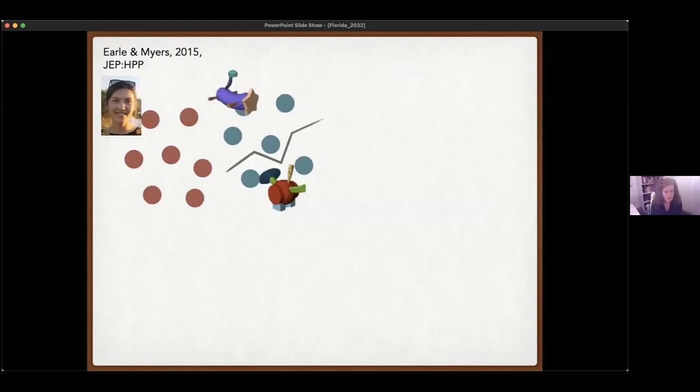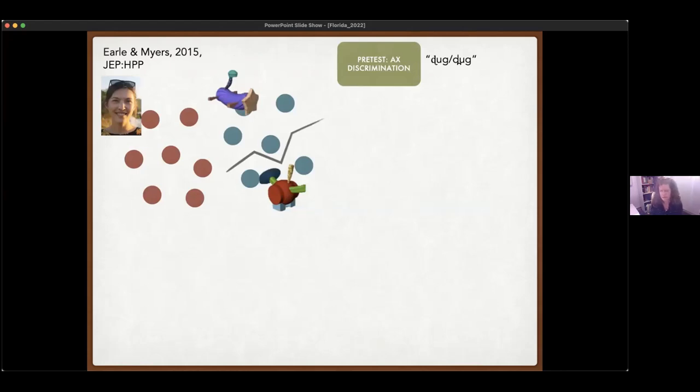The way we decided to approach this, and by the way, this is really driven by my former graduate student, Sayako Earl, who's now at the University of Delaware. We thought, well, let's put people in this kind of training situation, right? These sort of artificial training paradigms that we often use. And what we're going to do is assess participants' ability to learn the Hindi dental and retroflex contrast, one of these very difficult ones.